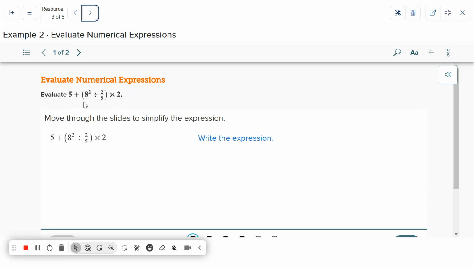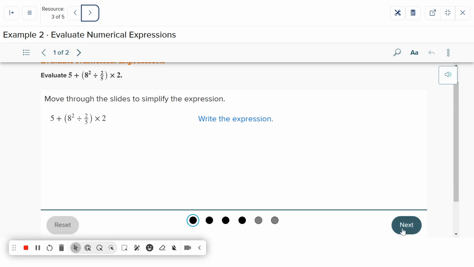So this time it's a little more complex. We've got 5 plus, and then parentheses, 8 squared divided by 2/5, and then times 2. So we wrote it out. Inside the parentheses always comes first, but since we have some other stuff inside the parentheses, we have to follow the order of operations inside here as well. So inside here, we've got an exponent, so we want to do that first.